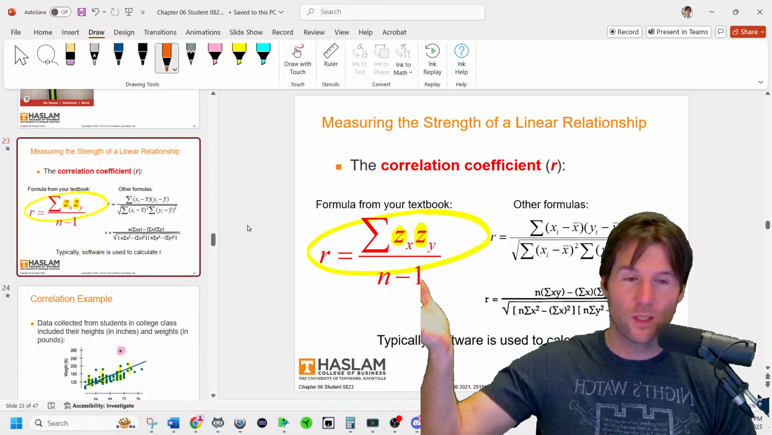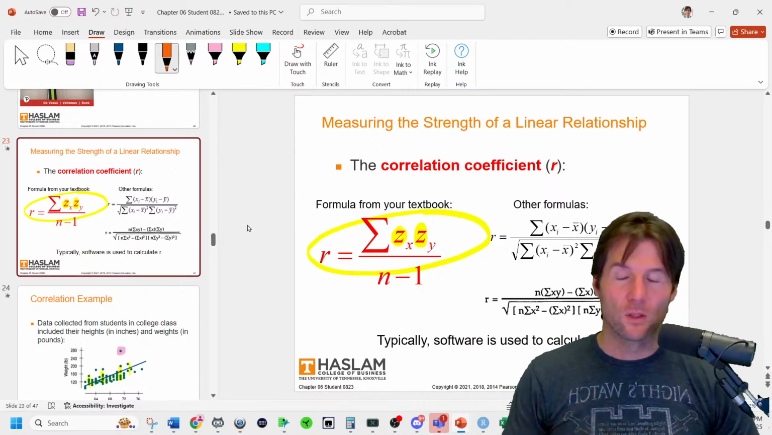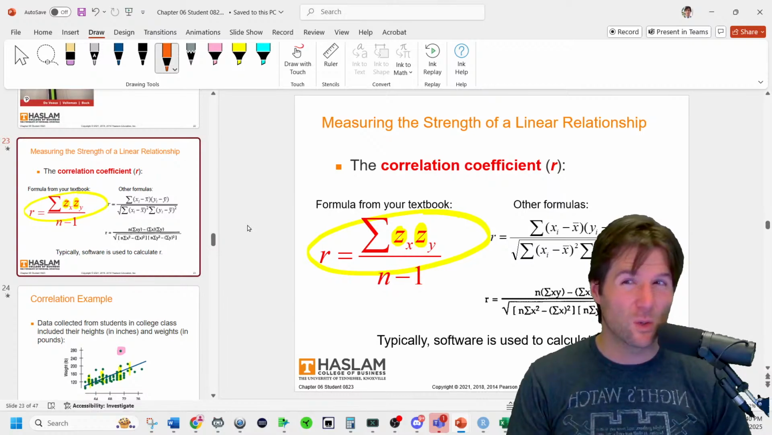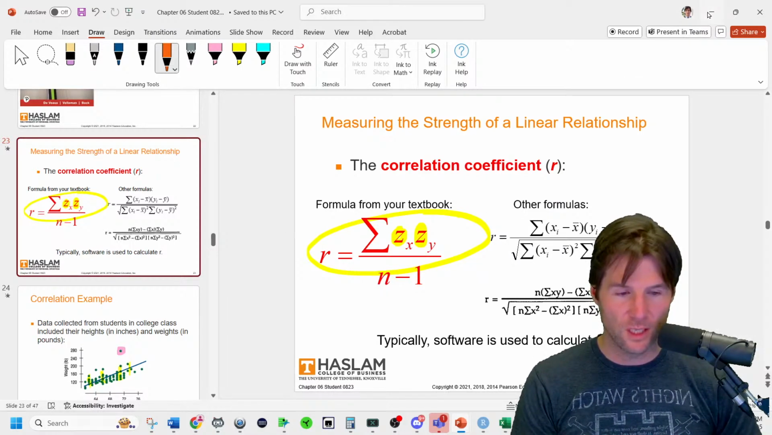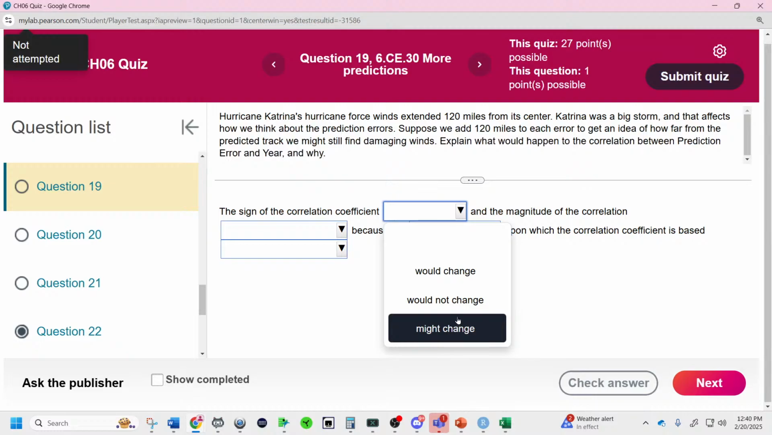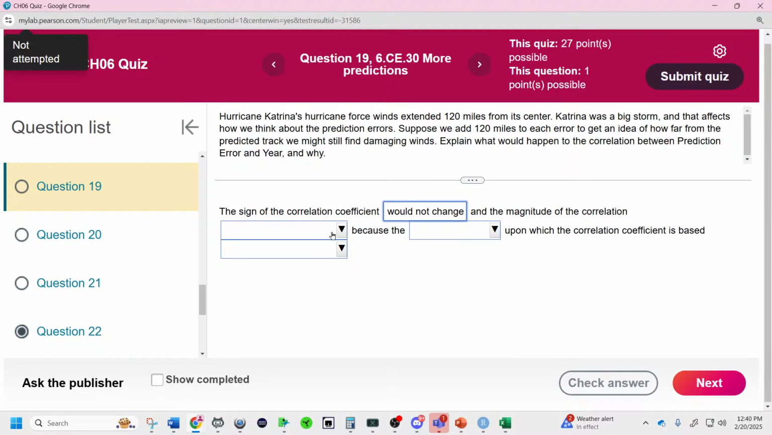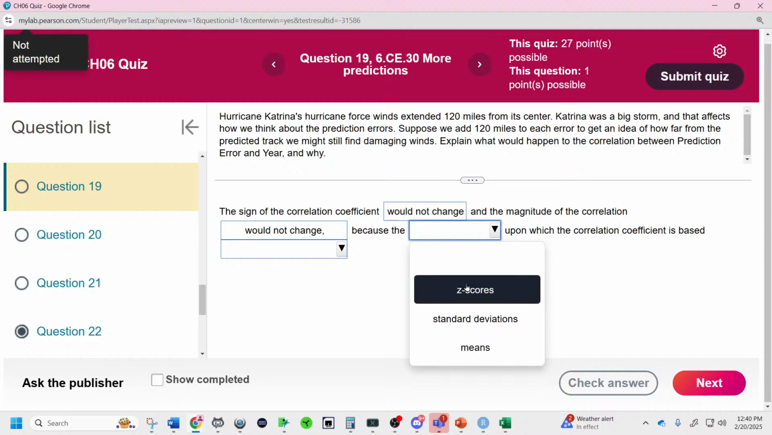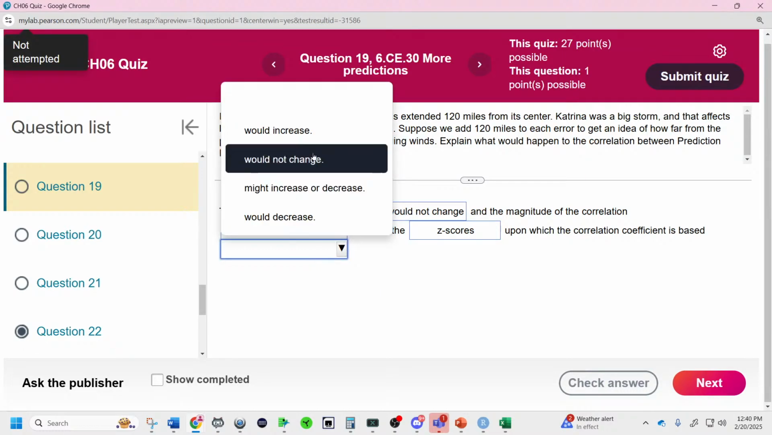Which correlation is based on the z-score. Because you're just adding, you're just moving the distribution, but you're not changing the z-scores of the underlying distribution of the data. And so the sign of the correlation would not change, and the magnitude of the correlation would not change, because the z-scores would not change.